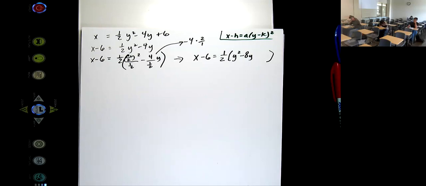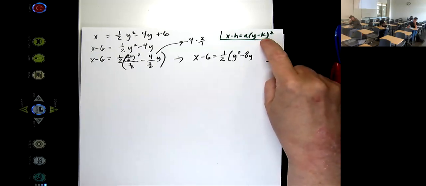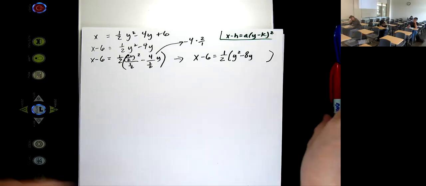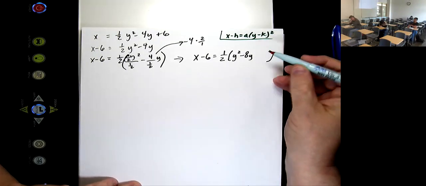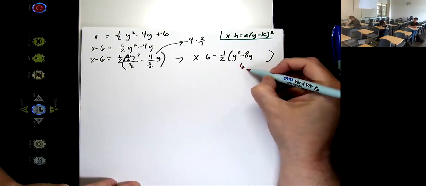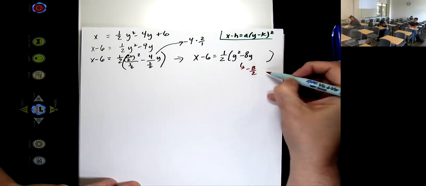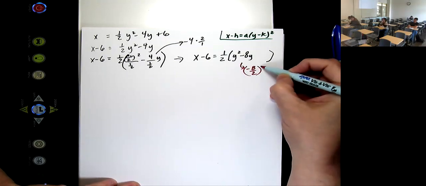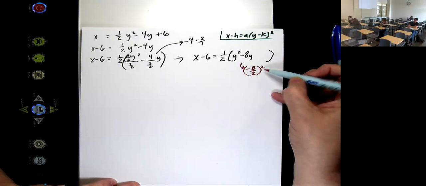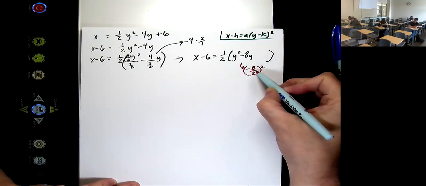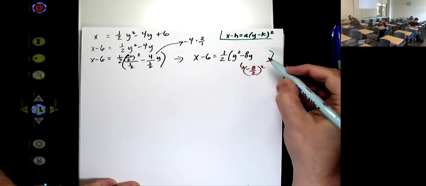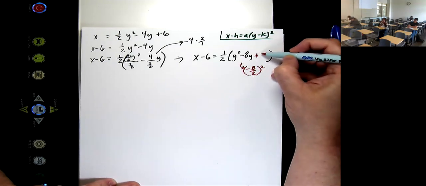Okay, so we want to be able to write it as something with a minus k. We need a constant here. So what we're going to do is our beloved complete the square. So I'm going to take the -8 divided by 2 and square it. That ends up being -8 divided by 2 is -4. -4 squared is plus 16.